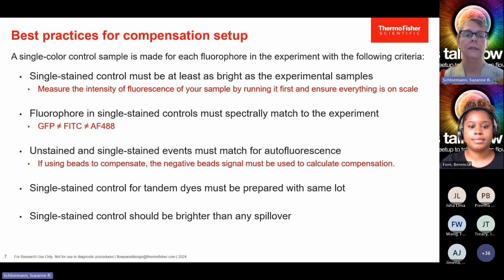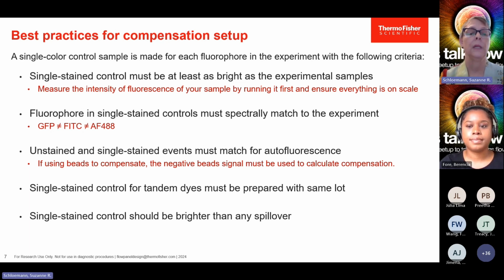The first condition is that it must be as bright as the experimental samples. If you run your full stain sample first and note the position of the peaks, and then look at your single color control, if the single color control is not as bright or brighter than your sample, then some tweaking needs to be done. That single color control could lead to an undercompensated sample or an undercompensated channel or detector.